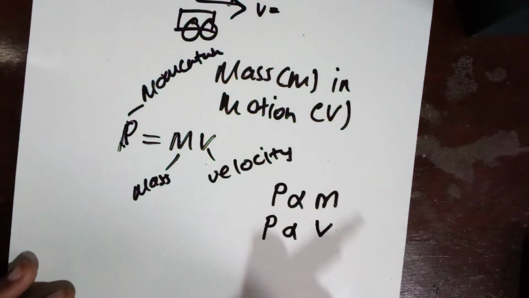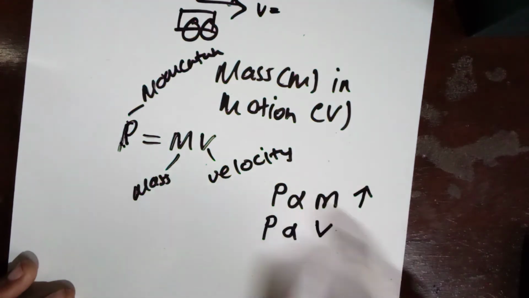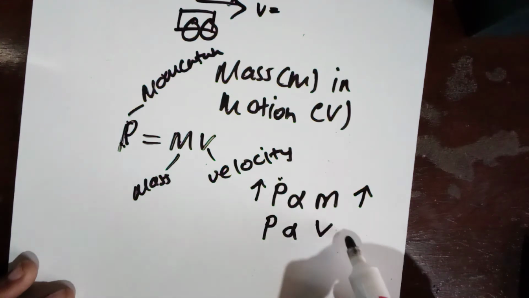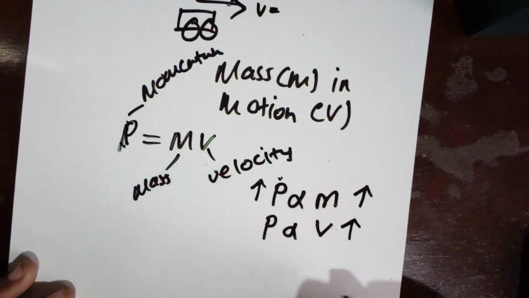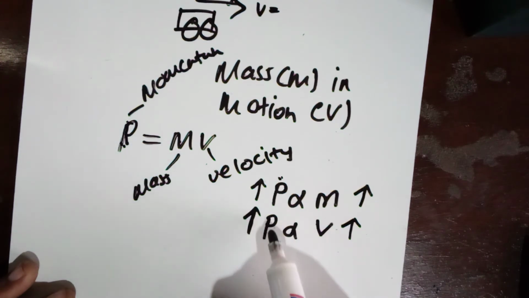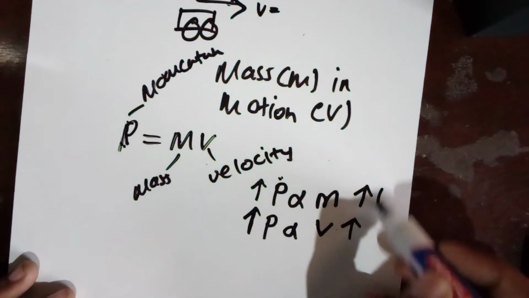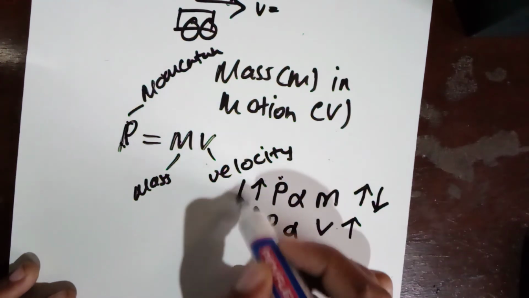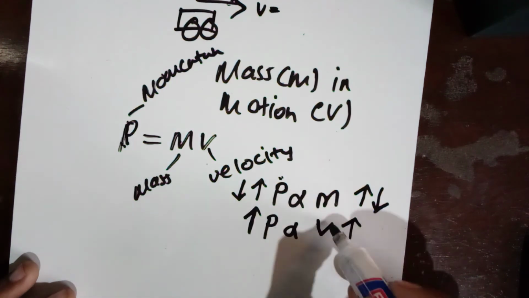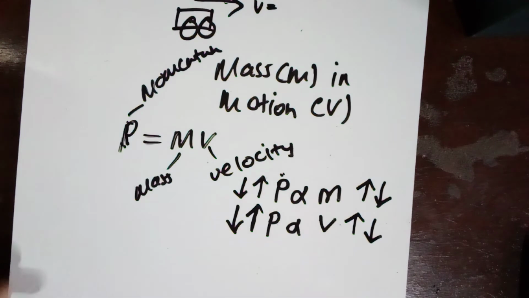But what does this mean? This means that if the mass of an object increases, it will result in an increase in momentum. The same thing for velocity: if the velocity of the object increases, the momentum increases. Subsequently, if the mass of the object decreases, the momentum will also decrease. Likewise, if the velocity of the object decreases, the momentum will also decrease.